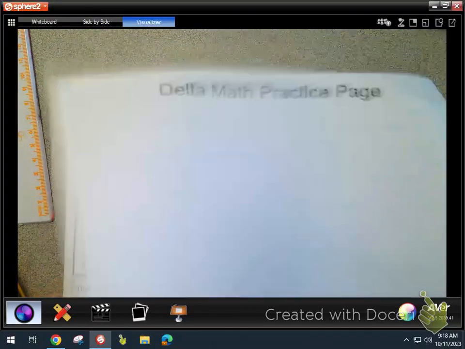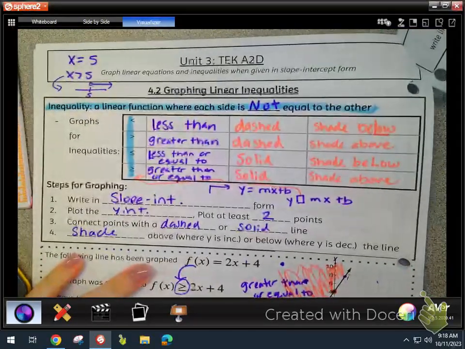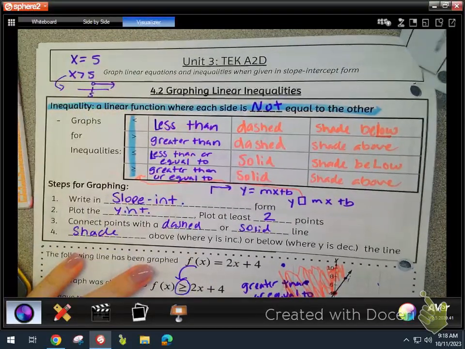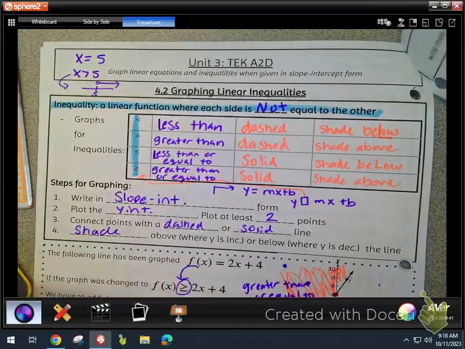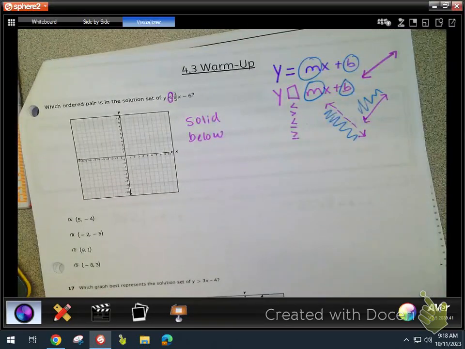Do y'all remember this little chart? You're not going to get this on your test. You're going to have to know it. You've got to be able to know it from there. This is in slope-intercept form.